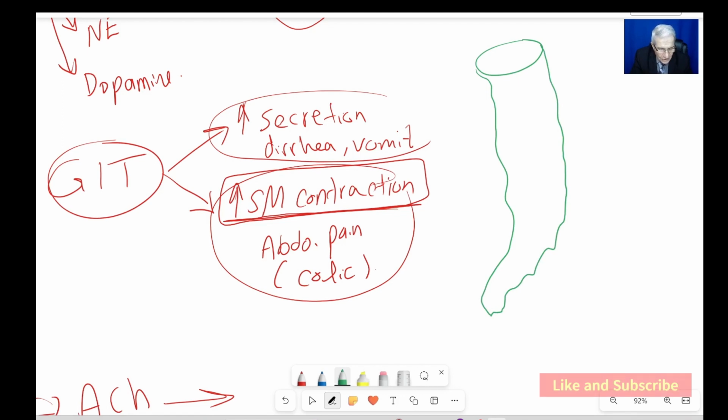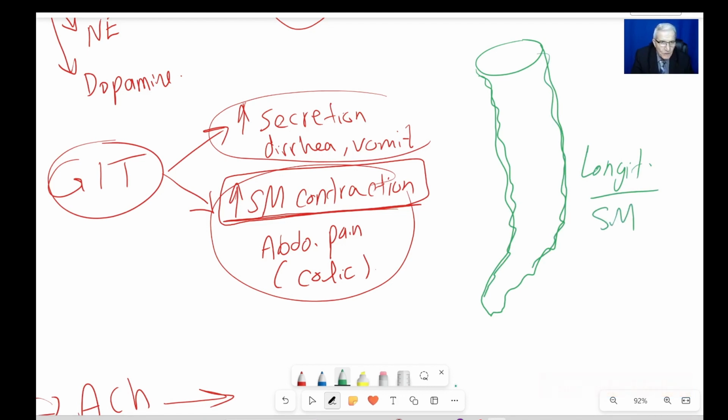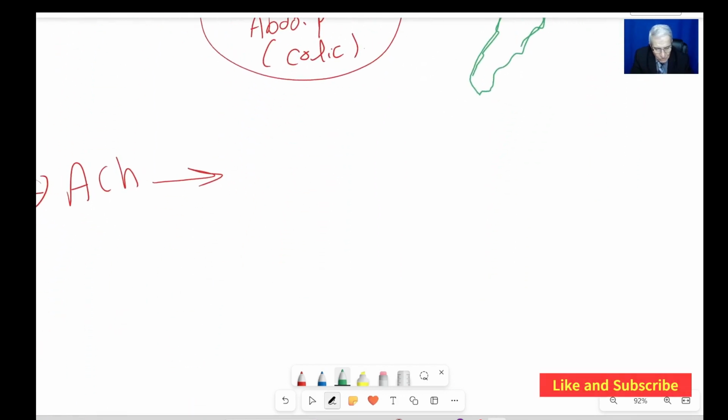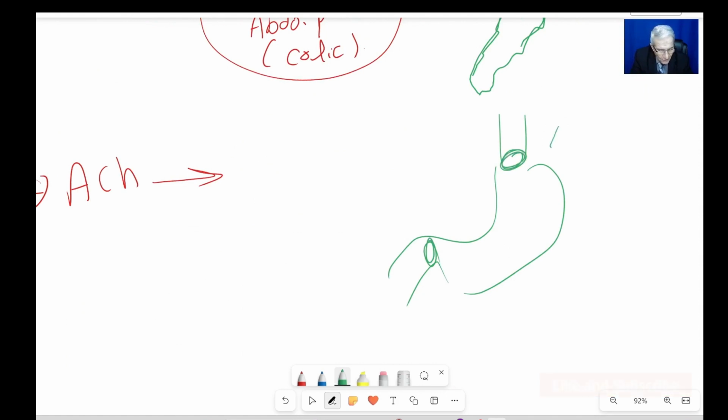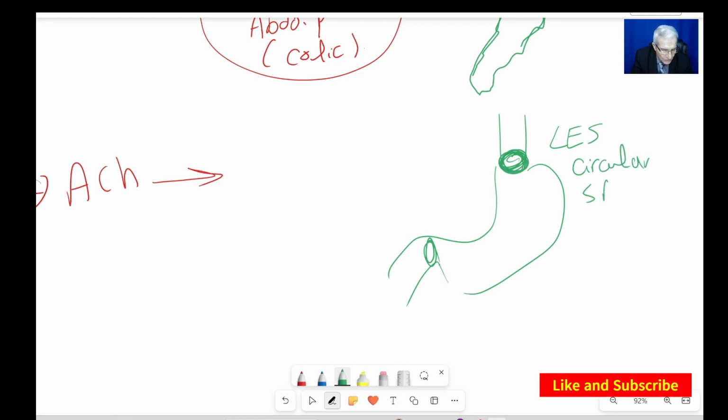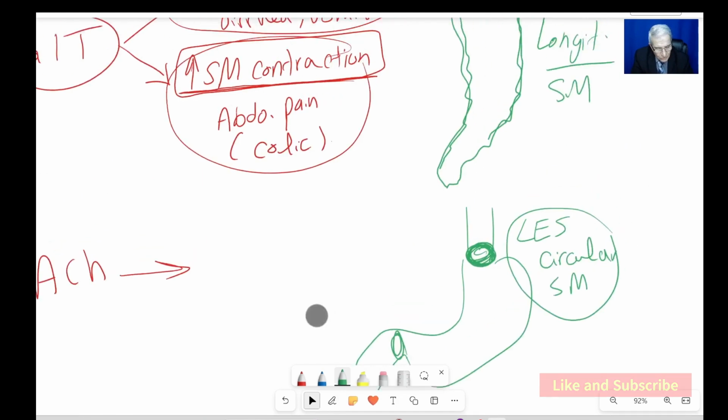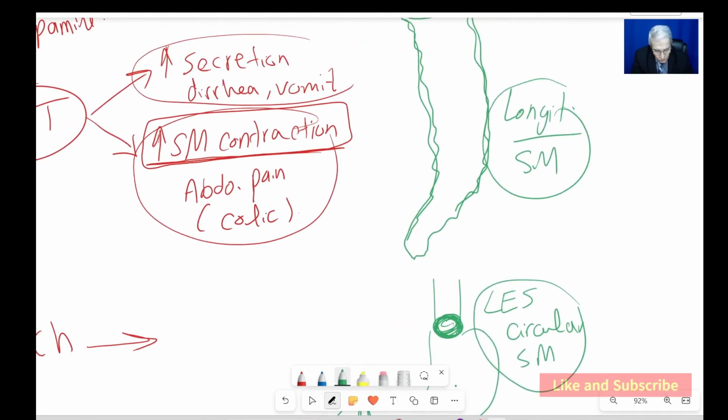Okay, this is considered longitudinal smooth muscle. But if you speak about the stomach, for example, in the stomach we have a sphincter here, and we have another sphincter here, the LES. And this sphincter is considered circular smooth muscle. So now we have started talking about longitudinal smooth muscle and circular smooth muscle.